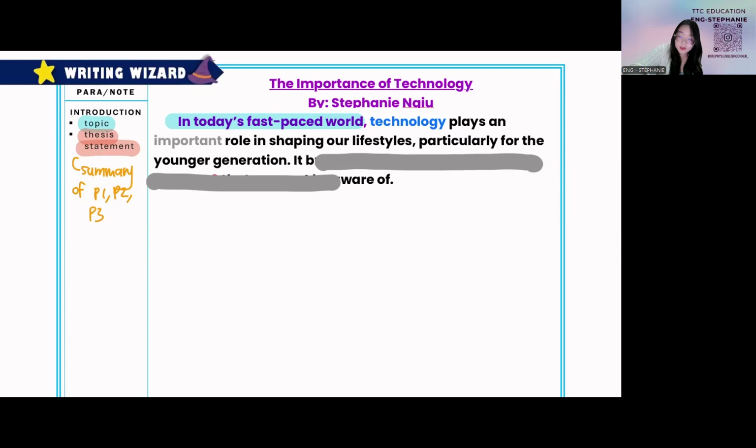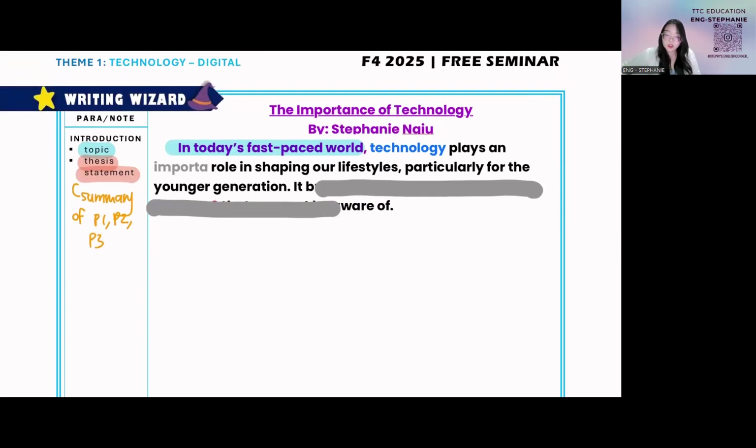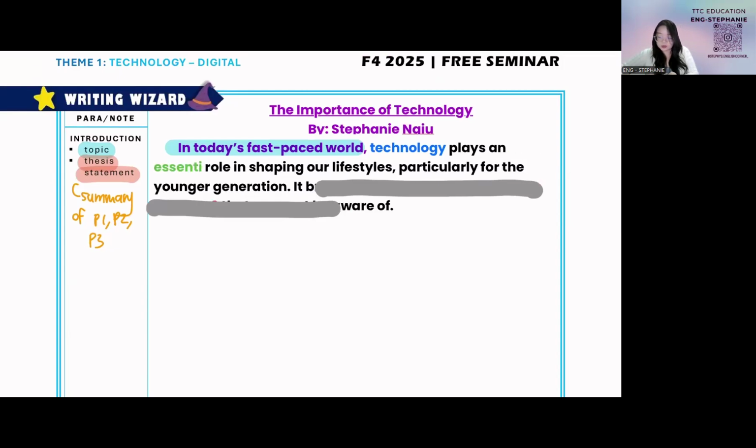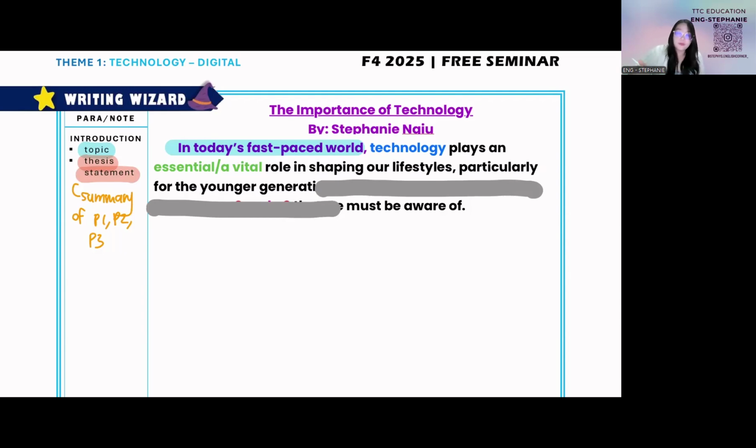Okay? And important is quite basic. So you have to know what will be the alternative word for important. All right. So, an important or an essential role. If you do not like to use essential, you can also change to vital. These are words with the meaning of important. Okay. So in today's fast-paced world, technology plays an essential or a vital role in shaping our lifestyle, particularly for the younger generation. Okay, so we just go with a general statement here.